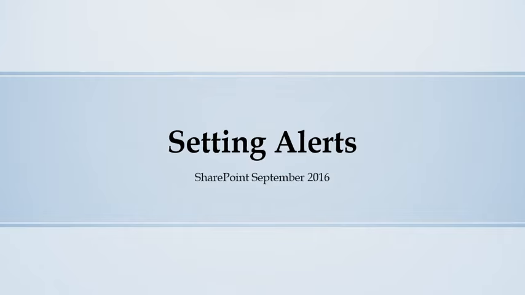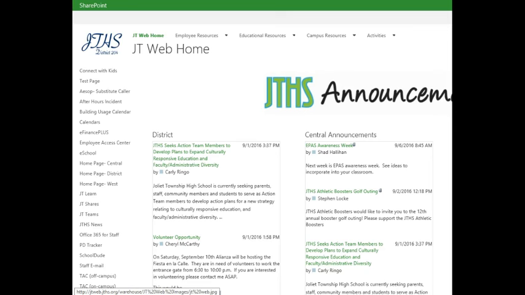Are you looking for email notifications when an item is posted on a list within JT Web, JT Shares, or JT Learn? All you have to do is set an alert. To set an alert, navigate to the page you'd like the alert on. Click on the list you'd like to be alerted for.